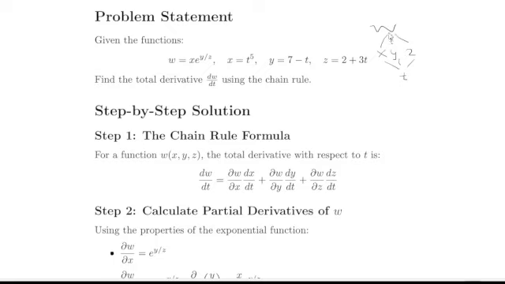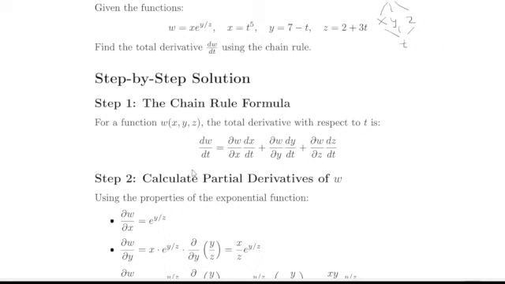So the first path is going through x, so it's going to be partial w with respect to x times dx dt, plus partial w with respect to y times dy dt, plus partial w with respect to z times dz over dt. And now we just need to calculate the partial derivatives. So starting off with the partial of w with respect to x, e to the y over z is a constant. So the derivative of x times a constant is just a constant, which is e to the y over z. And then we do partial w with respect to y.